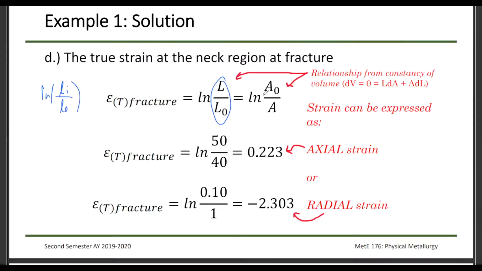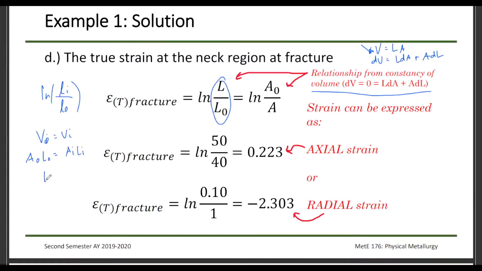Then we know from the constancy of volume that we can use this: dV is equal to 0, since V is equal to L times A, then dV is equal to L dA plus A dL. From here we can compute it, although we don't actually need this. It's more appropriate to use V naught equal to the instantaneous volume. So we have A naught L naught is equal to A instantaneous L instantaneous.